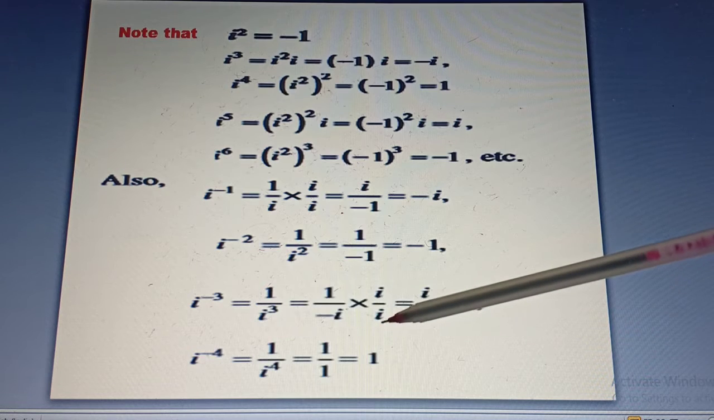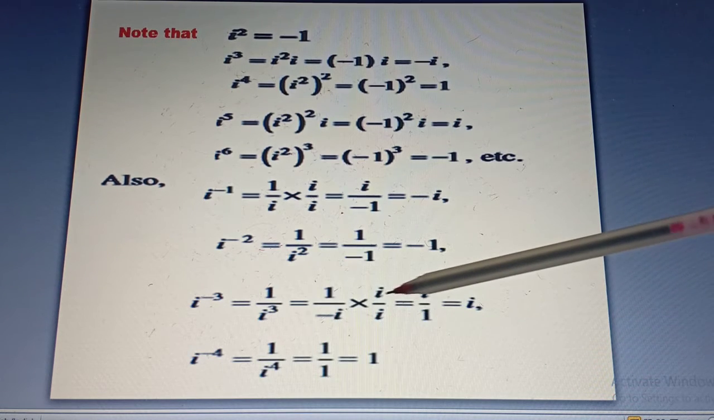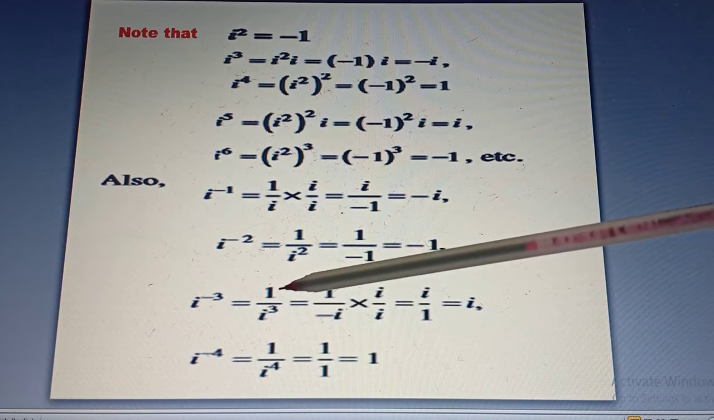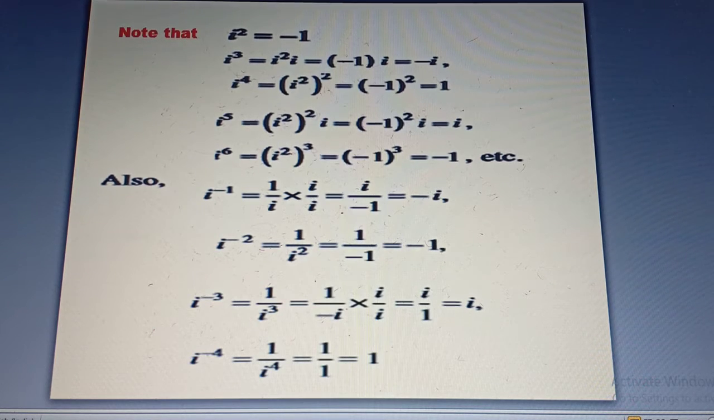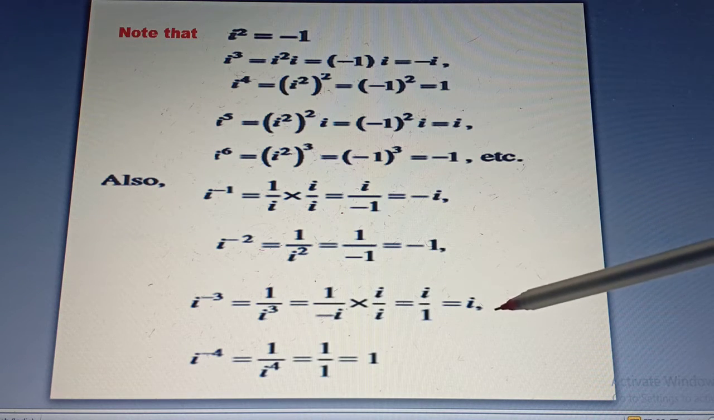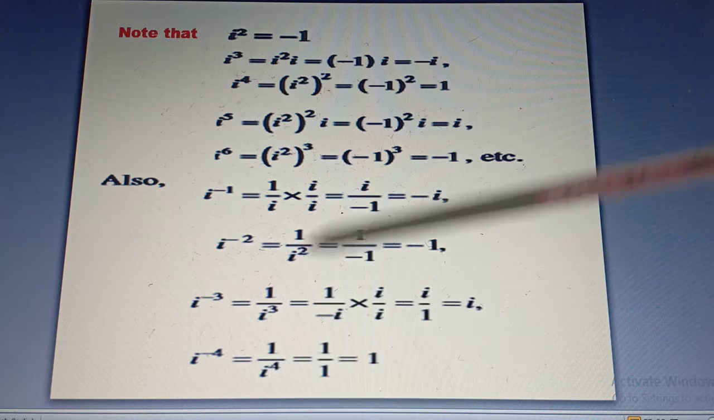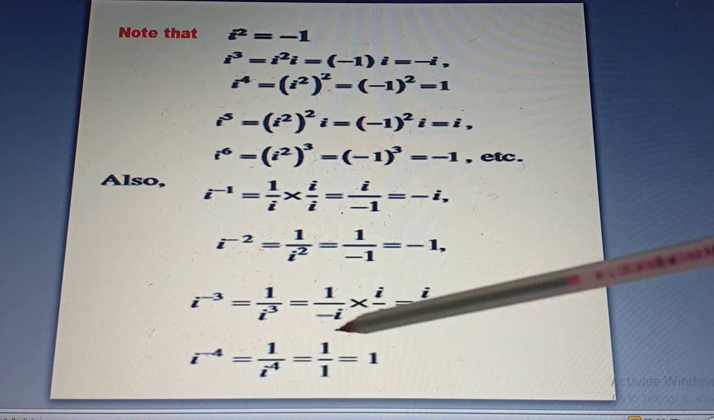That is 1 by i square into i. Since 1 by i square is minus 1, it will be minus i, and again one i is there, so it will be plus i. i to the power minus 4 is 1 by i to the power 4, 1 by 1, which is 1.